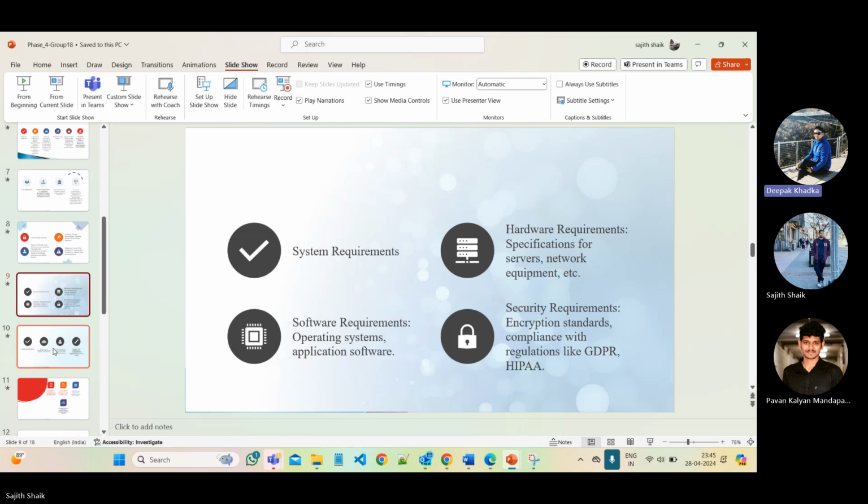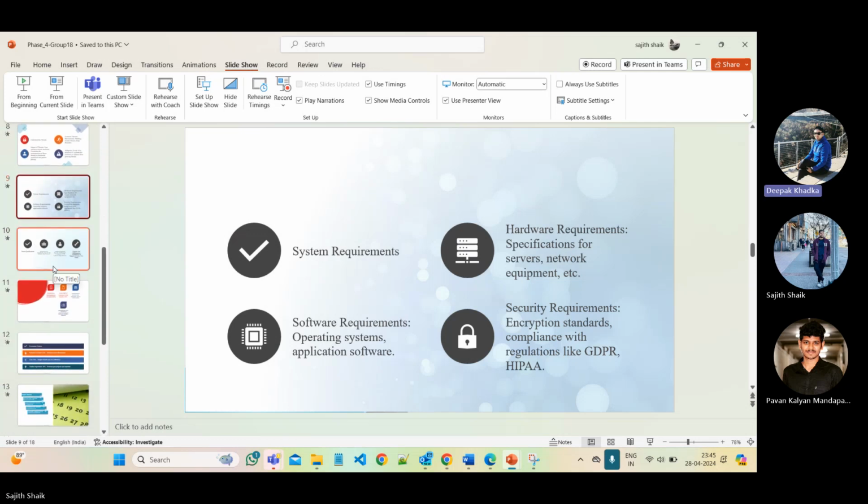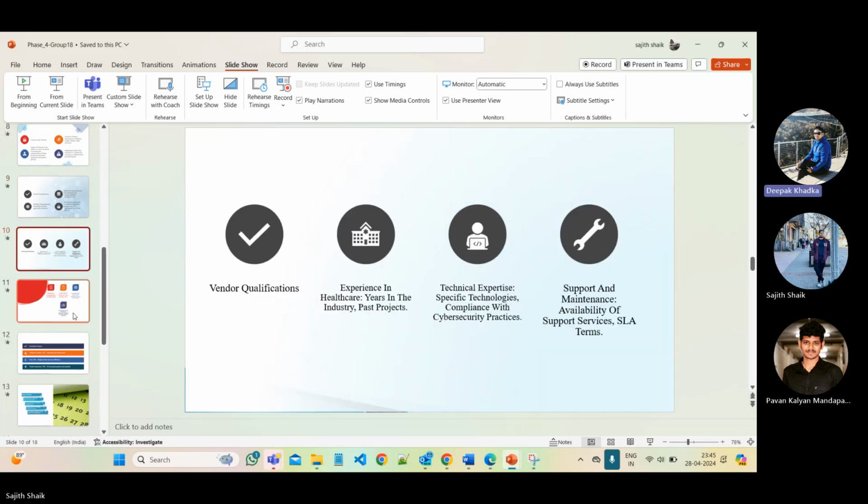Next is where we discuss system requirements: hardware requirements, software requirements such as operating system and application software, and security requirements such as encryption standards and compliance with regulations like GDPR and HIPAA. Next will be vendor qualification and experience in healthcare, including years of experience in this industry, technical expertise in specific technologies, compliance with cybersecurity practices, and support and maintenance, including the ability to support, SLAs and terms. Next, please.